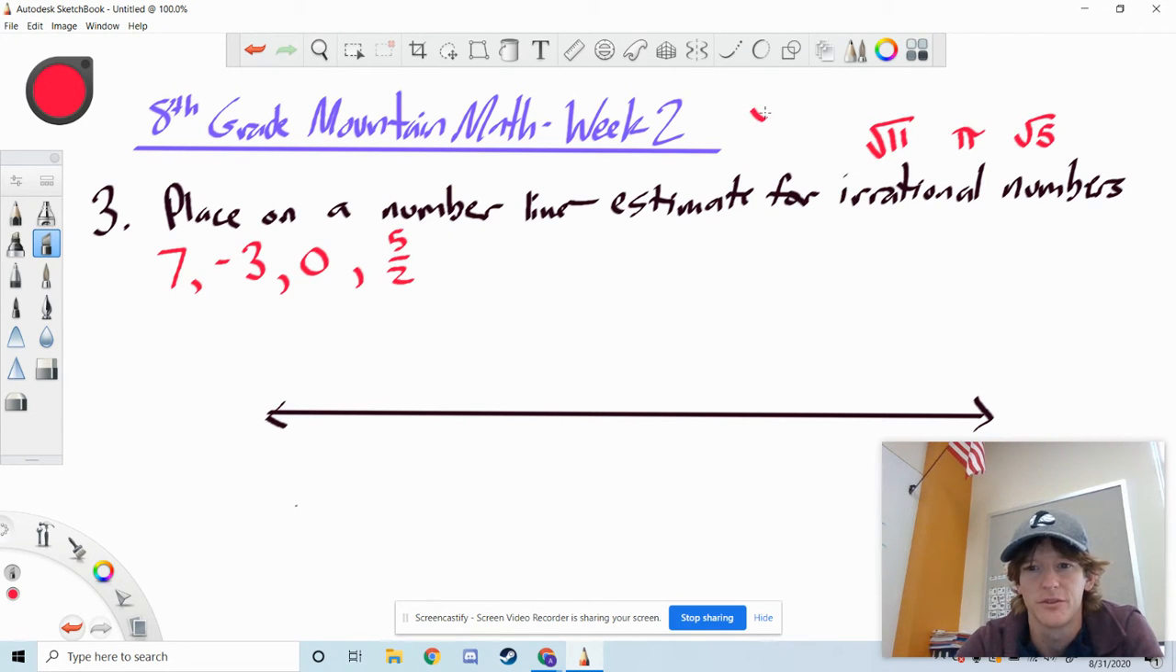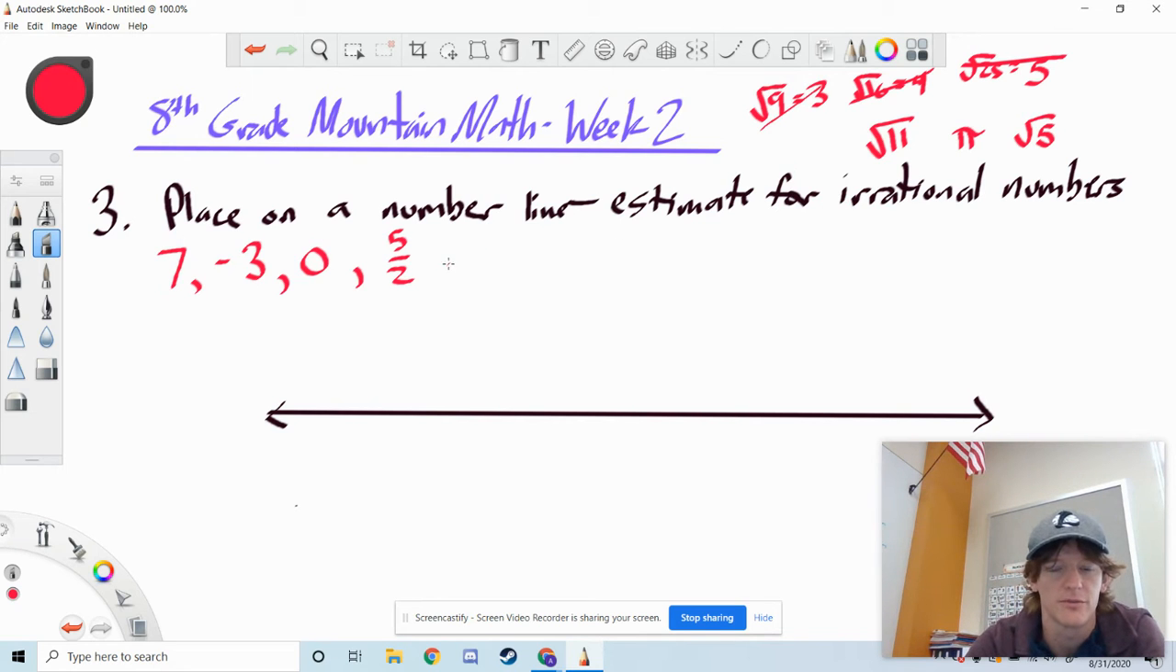An example of one that would come out perfectly is the square root of 9, because that equals 3, because 3 times 3 is 9. Square root of 16 would equal 4. Square root of 25 would equal 5. So those are not irrational, but we don't have any irrational numbers in this one.